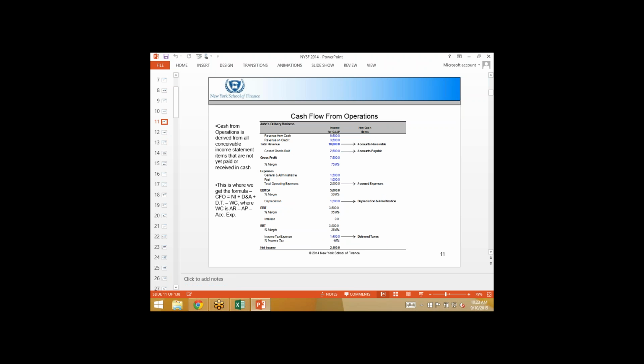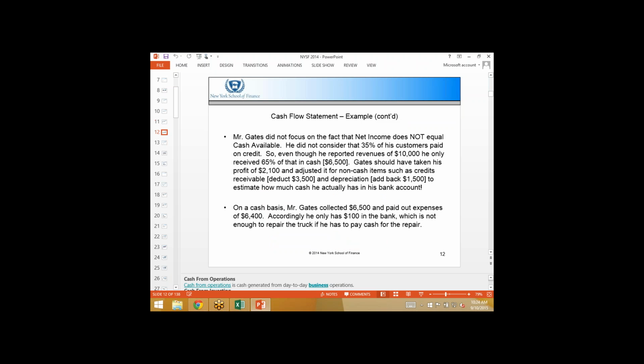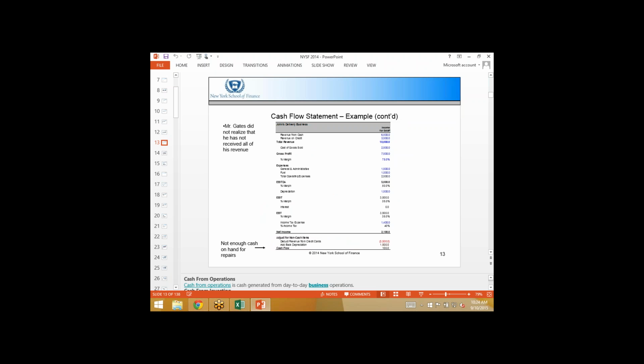Because of the 10,000 in cash, a portion of that did not actually come in cash. A portion of that was on credit. Depreciation, 1,500, he did not actually pay. So if you take the net income and build a mini cash flow statement, adjusting from net income to cash, you subtract out the 3,500, the revenue on credit, you add back the 1,500, we get to 100, which represents the actual number that's in his cash account. So if you remember, we did that yesterday.